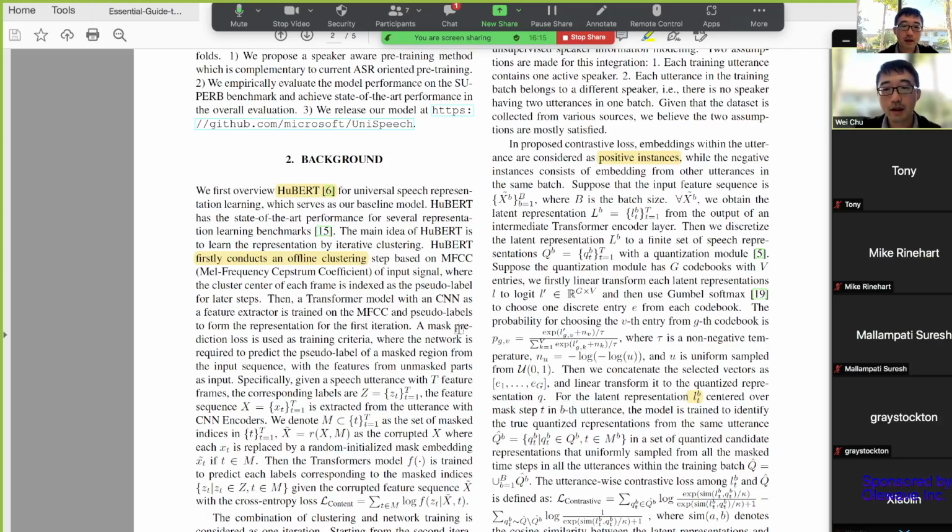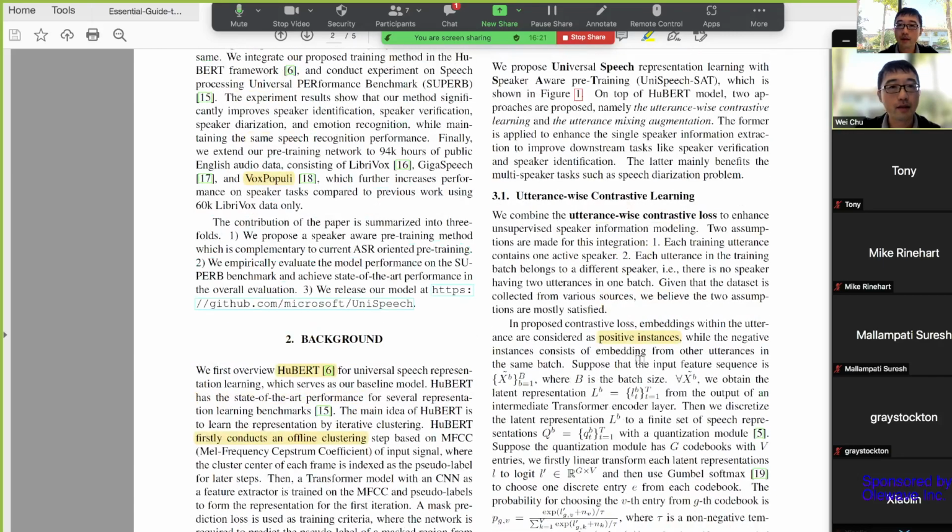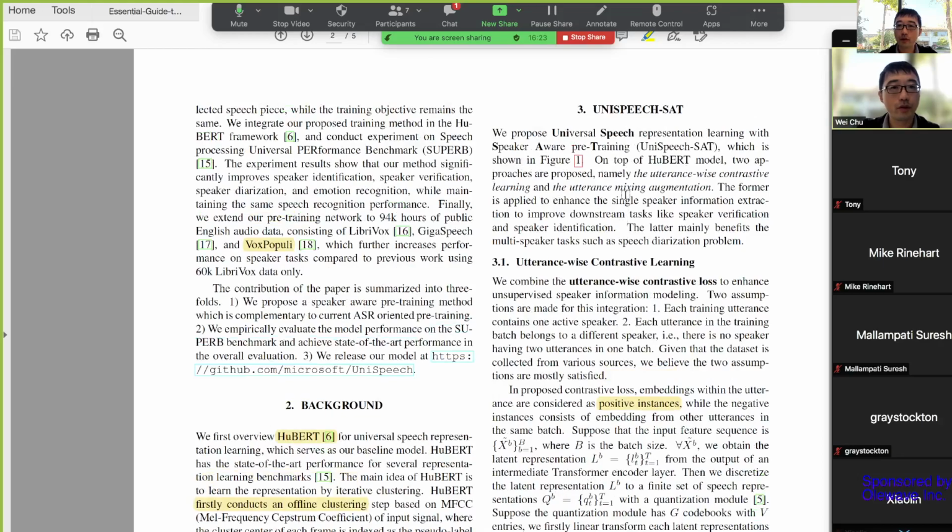So we've done the fundamental introduction of HuBERT. Now I think it's time to introduce the authors' work, UniSpeech-SAT. They developed their work on top of the HuBERT model. First of all, they try to define the contrastive loss, and before that, they have to define their positive instances.